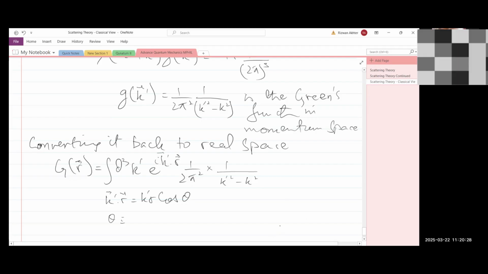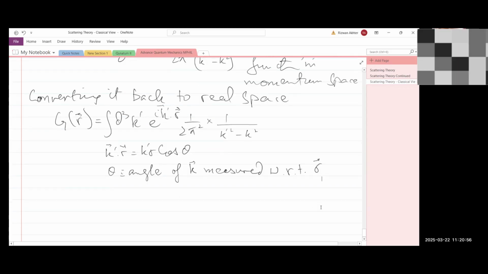So you could think about some specific direction of k, and that is basically related to the radius r. So this is in fact the angle of the k vector measured with respect to r. Yeah? So this is that k angle.